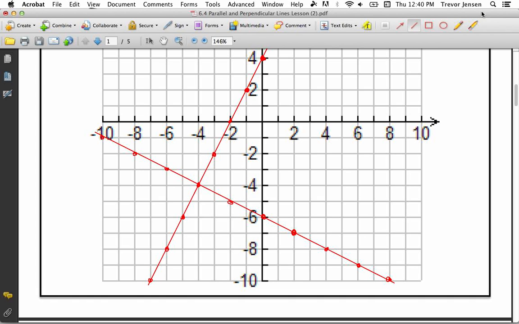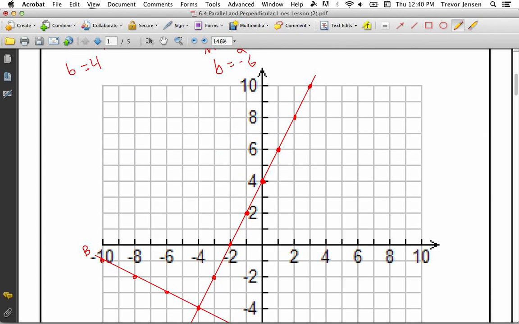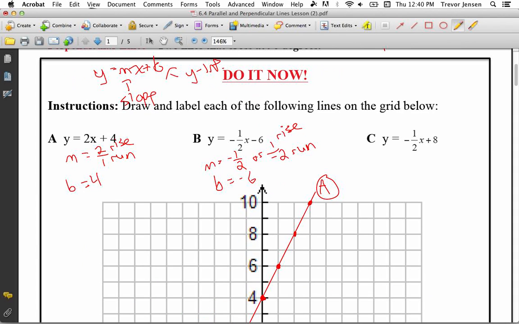There we go. I should be labeling these lines. So this was line B. This line up here was line A. And lastly, I'm going to graph line C. So for line C, it's actually got the same slope as line B.